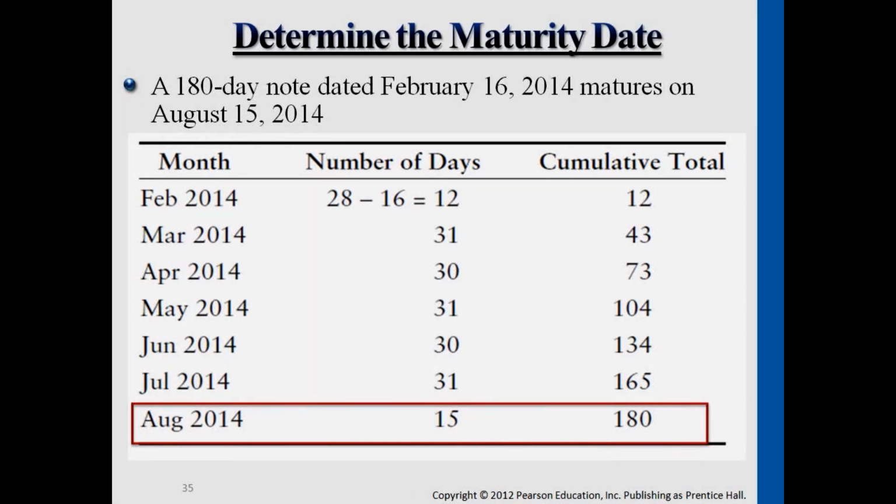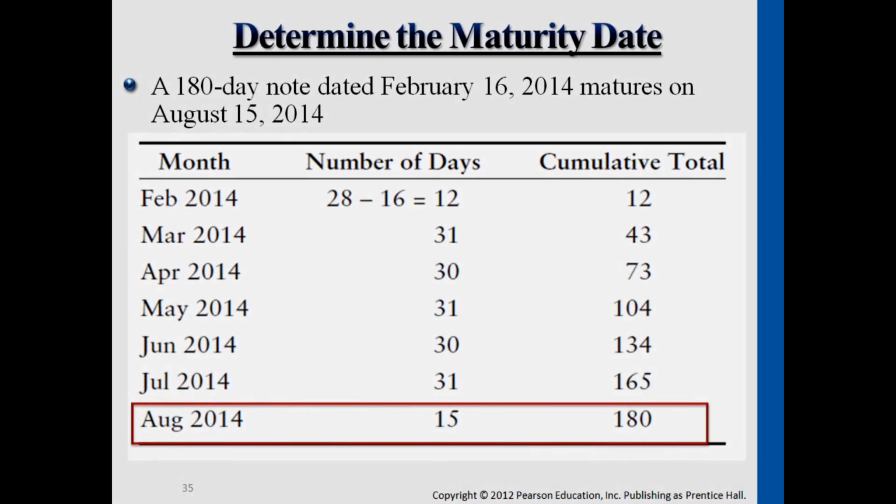For the first month you start off from, you can simply assume February has 28 days, even though every 4 years we have 29 days. But unless the problem states otherwise, you can assume February has 28 days. You subtract 16 days to figure out how many days are left in that month. So this is the first month. For other months, you just simply add in the number of days. So March, we have 31 days, April 30 days, May 31 days. Just keep on adding to the cumulative total until you reach 180. This is the due date of this note: 180 days later, August 2014, the 15th.